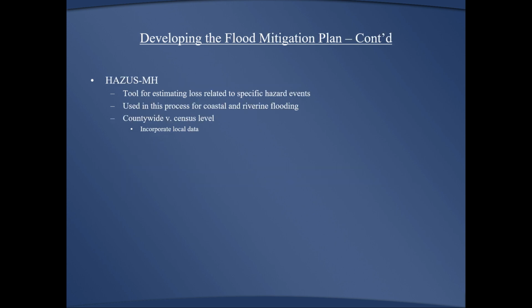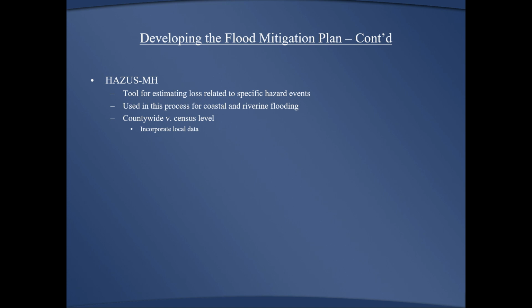So continuing on with some development of flood mitigation plans, what's hazards? So I mentioned earlier that we are going to use some other tools to determine damage estimates based on different scenarios. So hazards is a tool that FEMA puts out that can be integrated into GIS and is used for estimating loss related to specific hazard events based on the magnitude of a flooding event. What we're using it for in this process for Calvert County, we're doing it both for coastal and riverine flooding. So we're making sure that it's as comprehensive as it can be when we're looking at Calvert County as a whole.